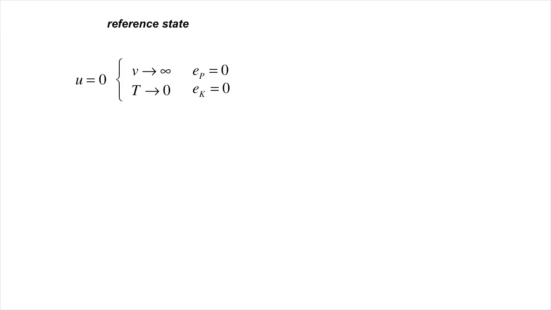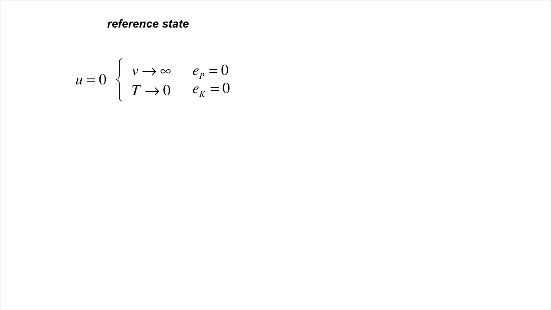Let's start by defining a reference state for internal energy and entropy. In the simulation we've been using, internal energy is defined as the sum of kinetic and potential energy. Thus, the simulation already provides a reference state for internal energy: U equals 0 when T equals 0 and V approaches infinity. This is fine for internal energy, but for entropy, this reference state is problematic.